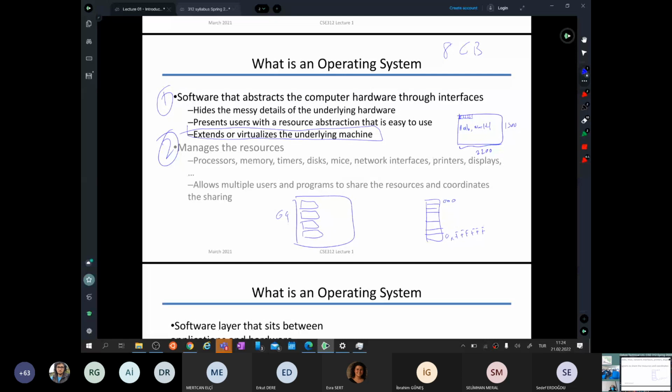And if you don't have this abstraction, then that means what? That means I can run only 1 or 2 programs at the same time, mostly one program, and that will be very, very inefficient for us, right? So if you have an operating system on your machine... The first generation computers didn't have an operating system. So what does that mean? They can run only one program at the same time. Okay, and we are going to talk about it.